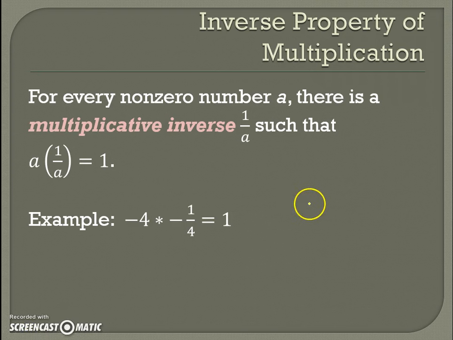All right, here, so you want to copy this down. The inverse property of multiplication says for every non-zero number a, there is a multiplicative inverse 1 over a, such that those two numbers, when they multiply together, equal 1. So in just normal terms, for any number there's another number out there you can multiply it by, and it will always equal 1. For example, negative 4 times negative 1/4 equals 1.